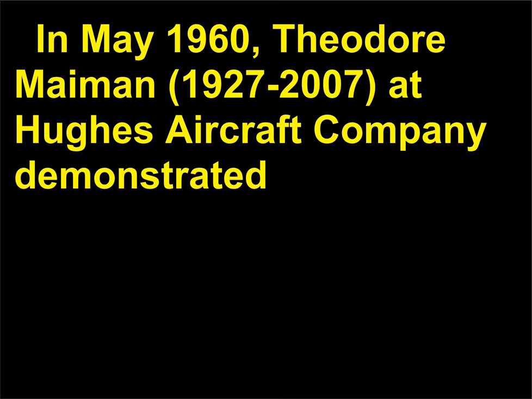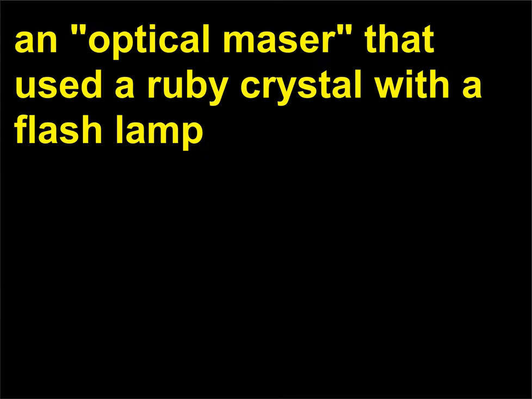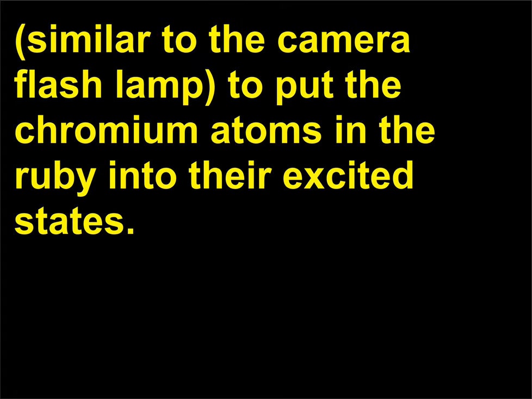In May 1960, Theodore Maiman, 1927-2007, at Hughes Aircraft Company demonstrated an optical maser that used a ruby crystal with a flash lamp, similar to the camera flash lamp, to put the chromium atoms in the ruby into their excited states.